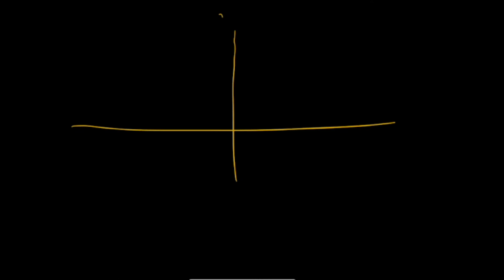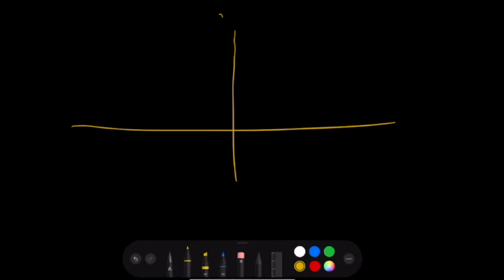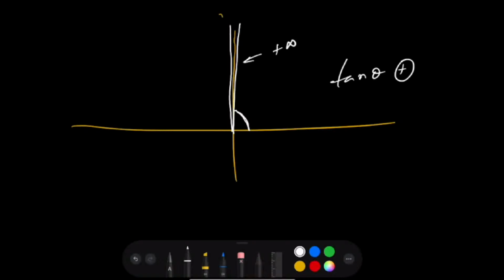See, if you have this Cartesian plane, and if you have a line that is just tilted like this, that means the angle is in the first quadrant, then the slope of this line will approach plus infinity. Why? Because it is in the first quadrant, and tan theta in the first quadrant is positive, so it will approach plus infinity. And as soon as it crosses that vertical line and goes into the second quadrant, it will have slope of minus infinity.